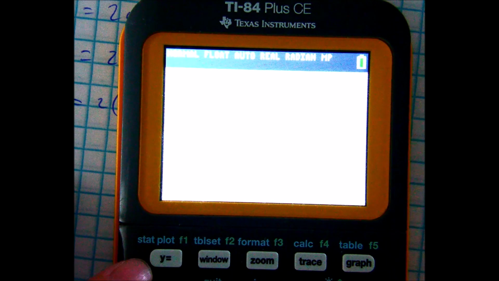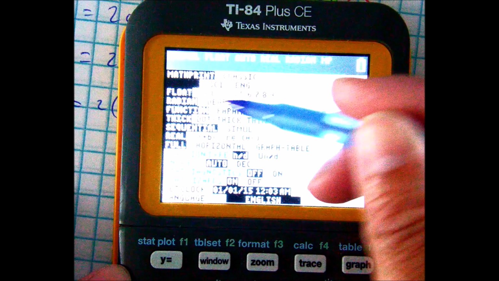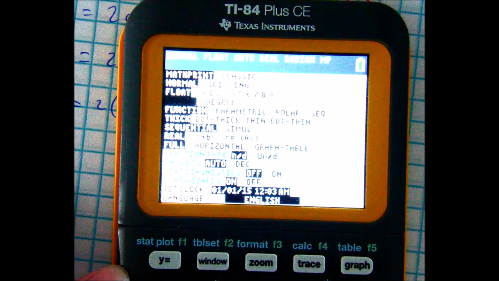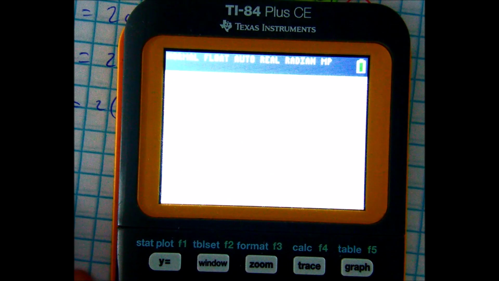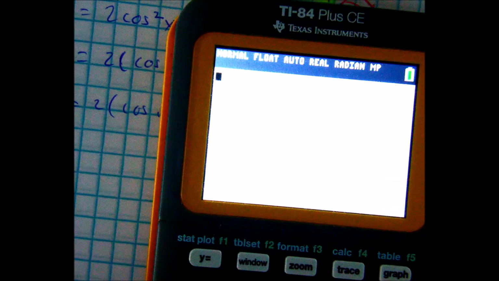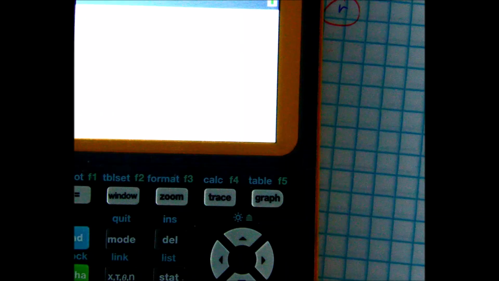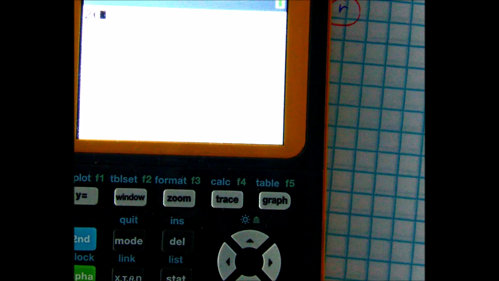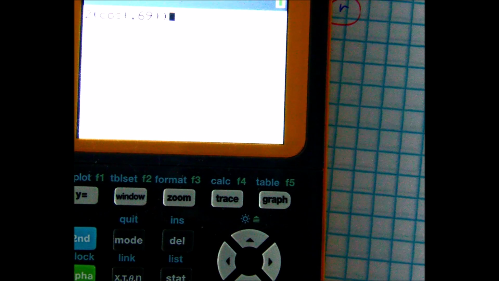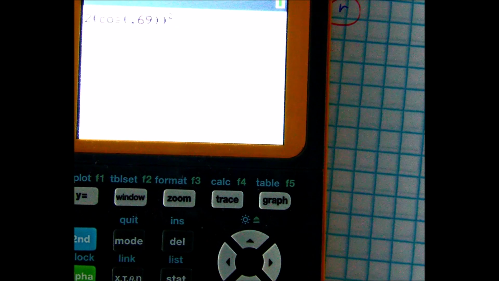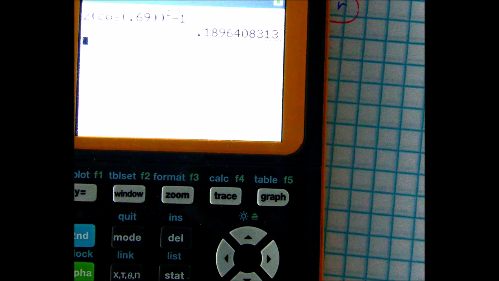No. Okay, so I'm going to go to mode and make sure my calculator is on radian mode, not degree mode. Press enter, then second quit. And then I can just type in the value that we had. You can put it all in at once if your calculator can handle that: 2 times cosine 0.69, we're squaring this, and then we're going to subtract 1. And you get an answer of 0.896.